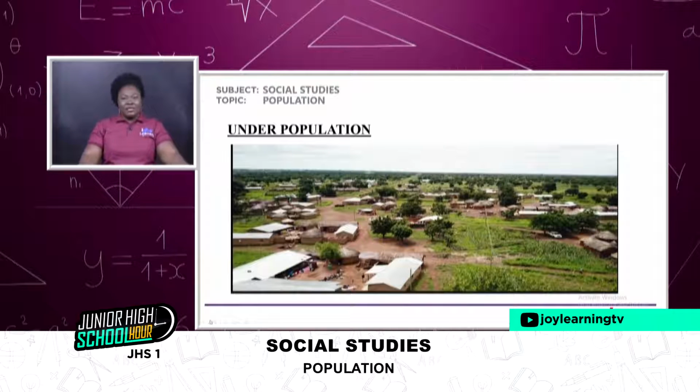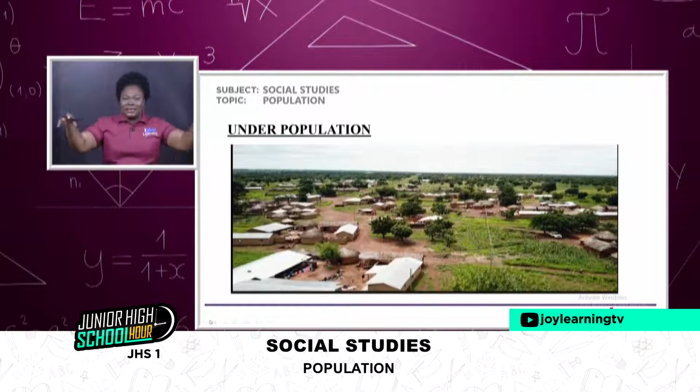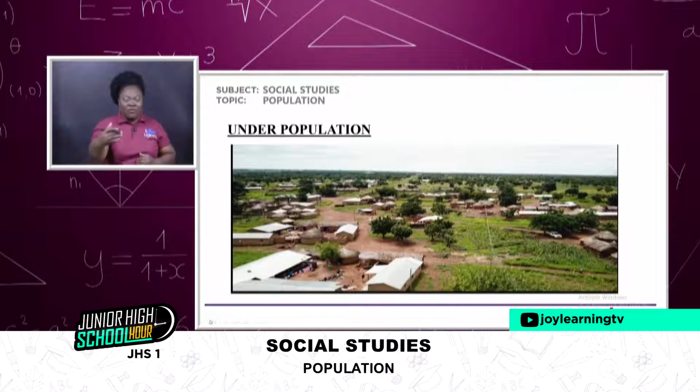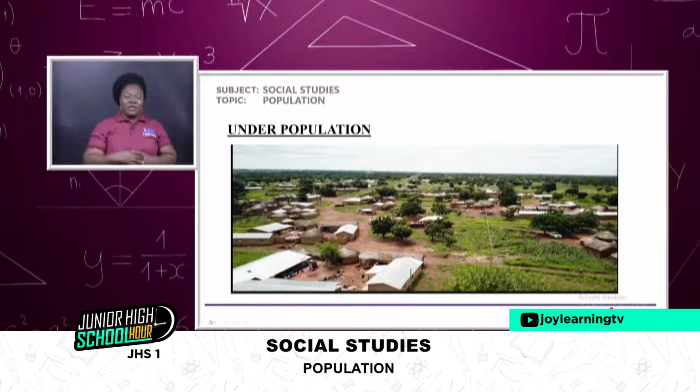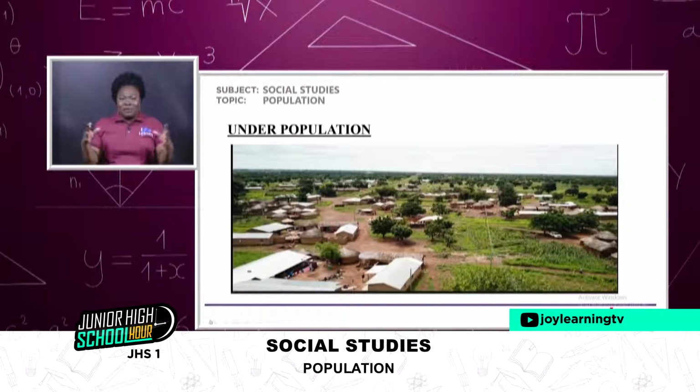This is another picture which depicts underpopulation. What do you see? You see the houses are what? Scattered. Yeah, when you move from one house, you can walk for a length of time before you reach another house. It's unlike places where the buildings are crammed together.